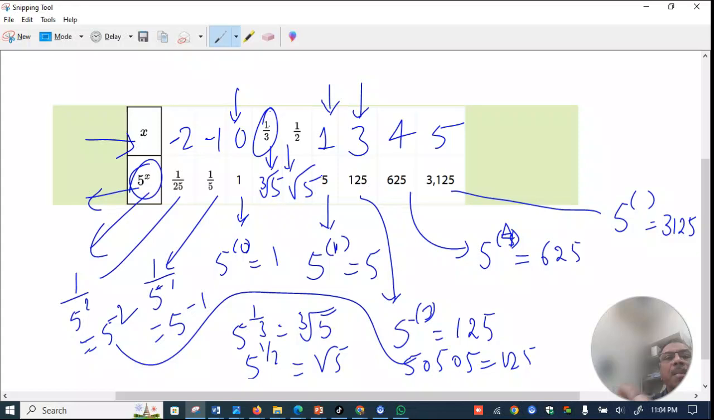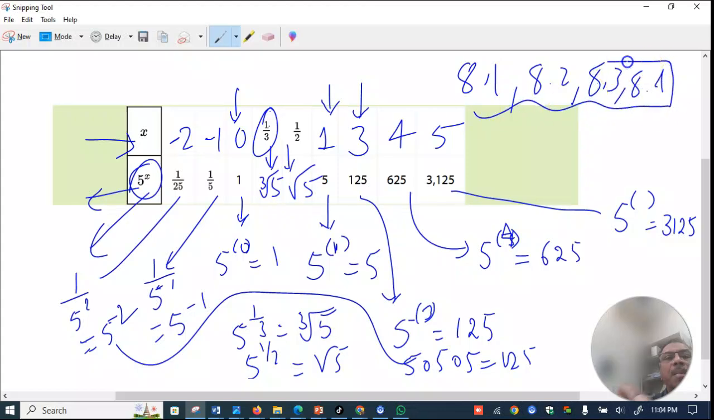So we finished all the tasks, 8.1, 8.2, 8.3, and 8.4. Now you're supposed to make sure you complete the packet. And next is the practice problem, which I already uploaded in the Google Classroom. Kindly check.